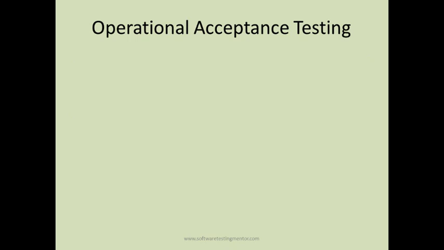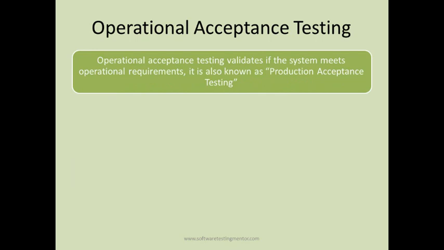Then the second type of acceptance testing is operational acceptance testing. Operational acceptance testing validates if the system meets operational requirements. User acceptance testing is more related to the functionality and whether the functionality being implemented is fit for end user need. But operational acceptance testing validates if the system meets operational requirements, and it is also known as production acceptance testing.